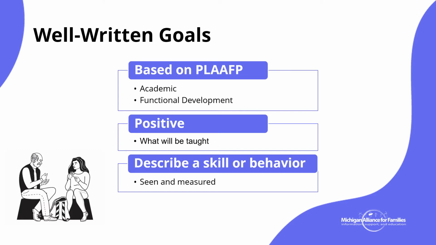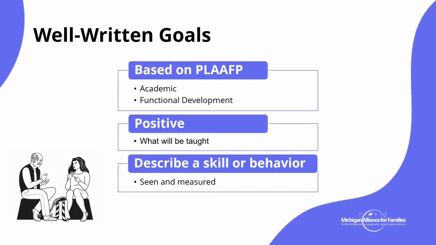The well-written goal should be positive and should describe a skill or behavior that can be seen and measured. So I want to say that again. It should describe a skill or behavior that can be seen and measured. So the annual goals need to be something you can have data on, where you can see it, count it, measure it, and then look at the progress. And we're going to talk more about why that's relevant when we're talking about progress monitoring. But it needs to be something that any casual observer can see and measure.